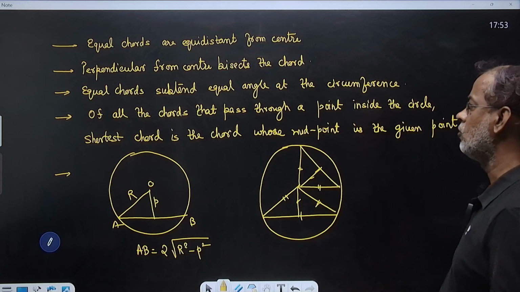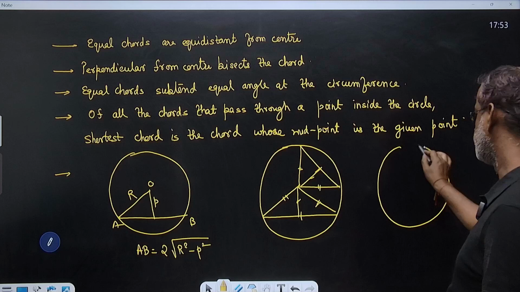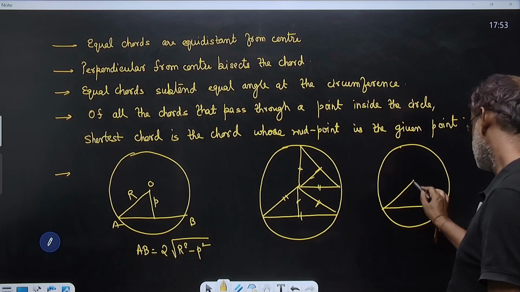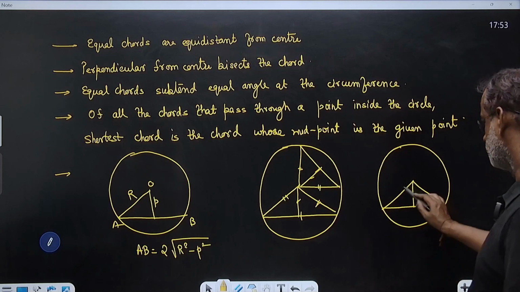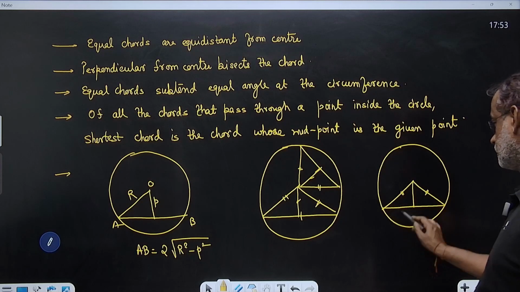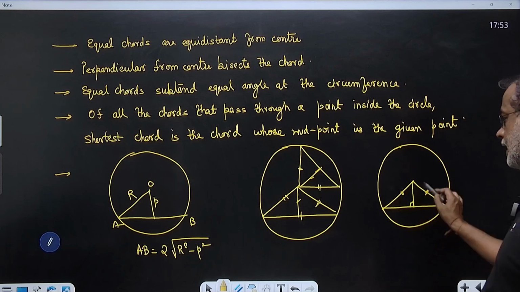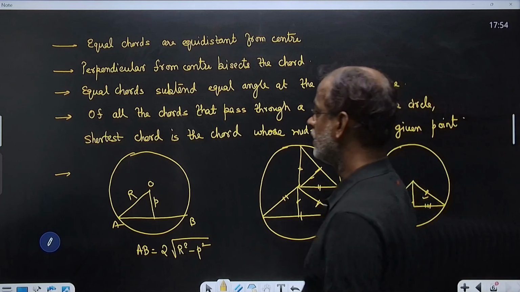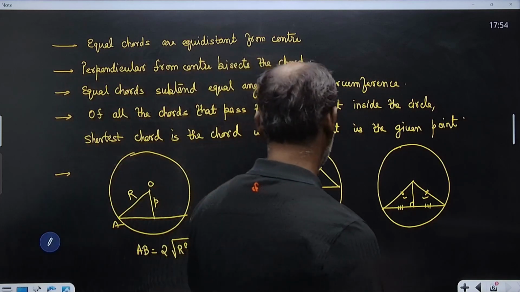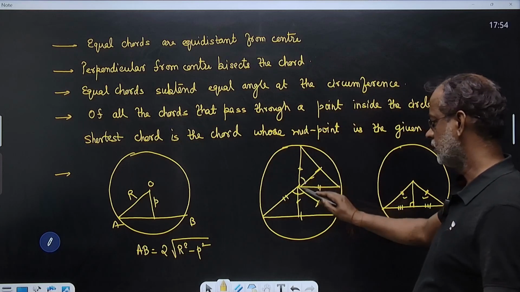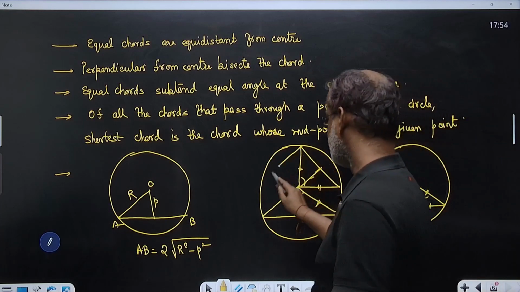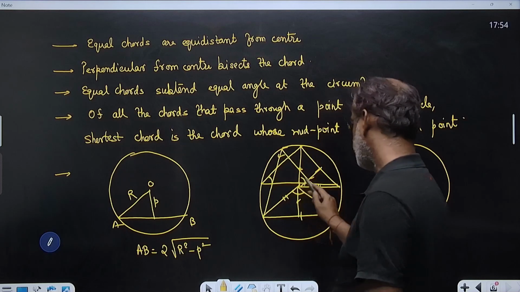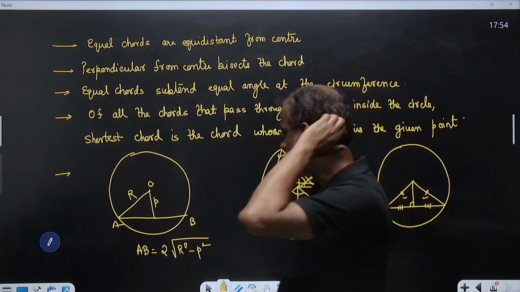Now, insofar as the perpendicular from the center bisecting the chord, suppose you draw an altitude. So, by RHS, these two triangles are congruent. So, it is bisecting. Equal chords subtend equal angles at the circumference. You can see that these two angles are equal. So, the angle subtended by this chord at the circumference and this chord at the circumference, they are going to be half of this angle. So, they are obviously equal.